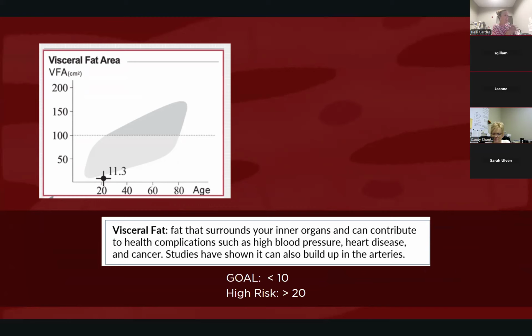When it gets to be above 20, it's considered high risk for heart disease and cardiovascular events. So this is also something that you can keep an eye on over time to see if that trend or that number changes based on any changes you might have made to your lifestyle.